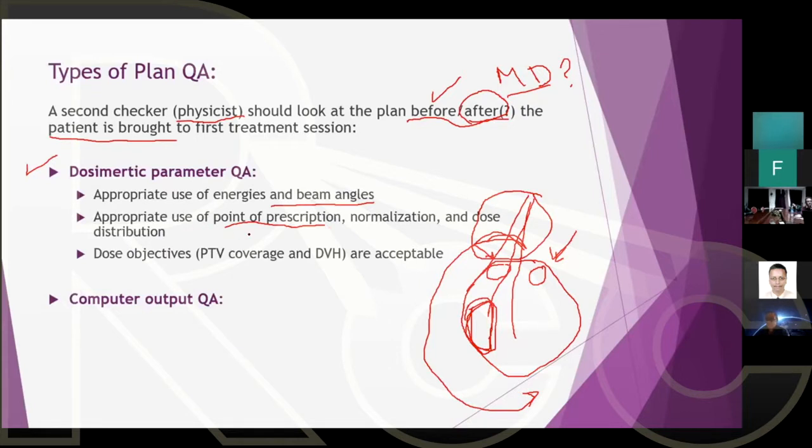The radiation oncologist will not look at where the point is located. The radiation oncologist will just look at the isodose distribution and the DVH, and make sure that the plan objectives from his or her point of view are met. But we have to make sure that these plan objectives are calculated correctly. So that's what we're doing when we're doing this check.